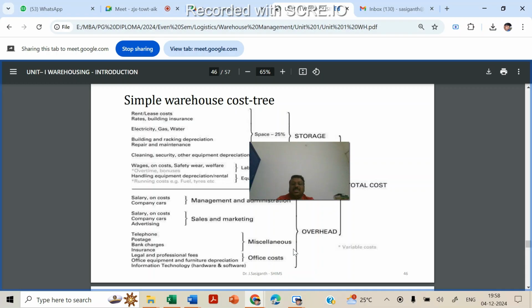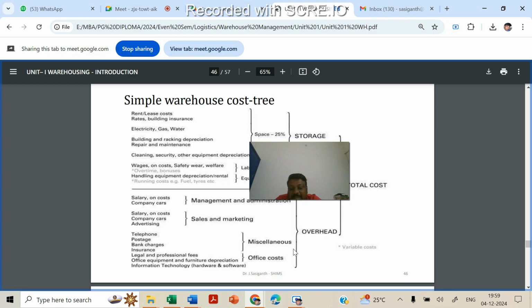Simple warehouse cost tree. See there: rent, rates, building insurance, electricity, gas, water, building and racking depreciation, and you have your repair and maintenance, cleaning, security, other equipment depreciation. That you go for 25% into your storage. Then you have your wages on cost, safety wear, welfare, handling equipment depreciation. You have 60% of labor, and definitely you need to go for equipment. So handling equipment depreciation, definitely equipment 15%.